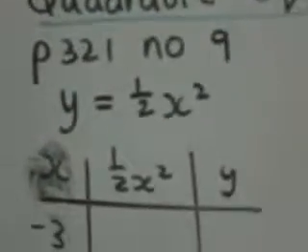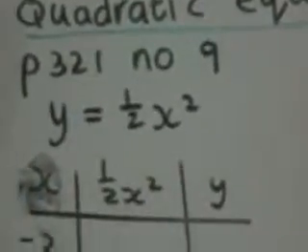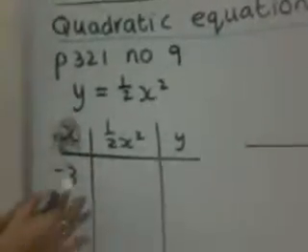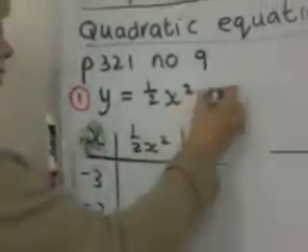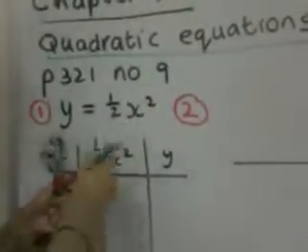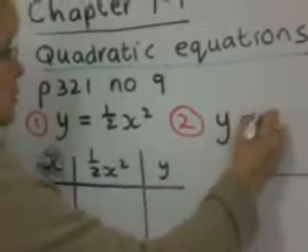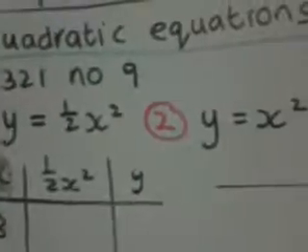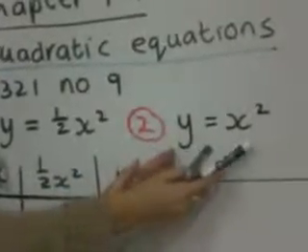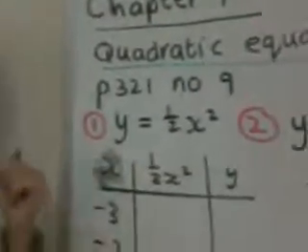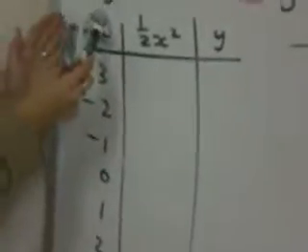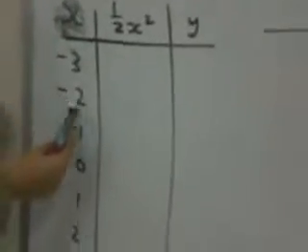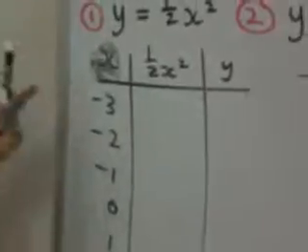I'm going to graph this one, and then on the same graph afterwards, I'm going to graph y = x², so that you can see how it changes from the ordinary standard form to ½x². Okay, so let's do that. We choose a table of values, and we choose values for x. We say minus 3, minus 2, minus 1, 0, 1, 2, and 3. We choose those values for ourselves.